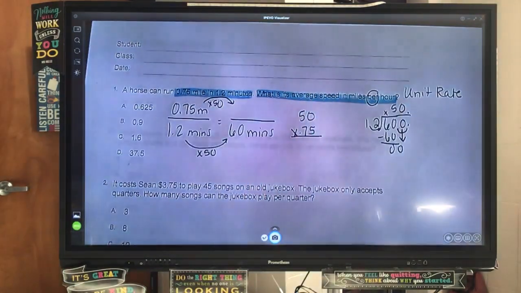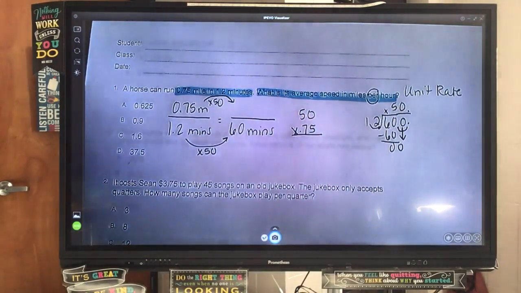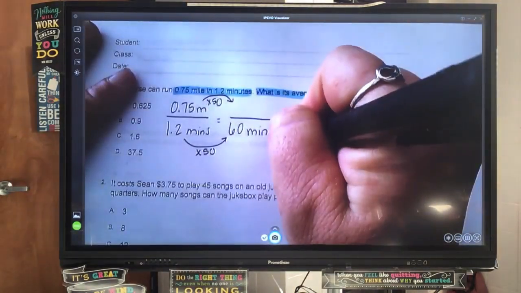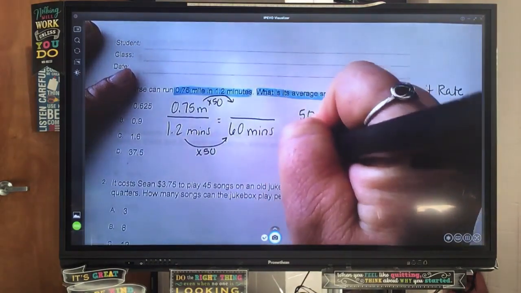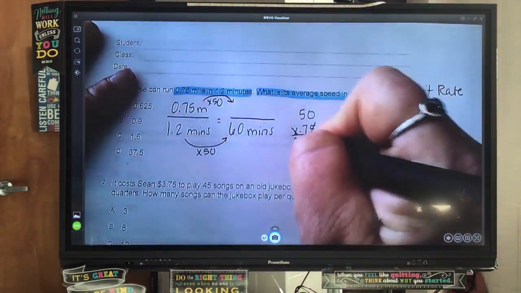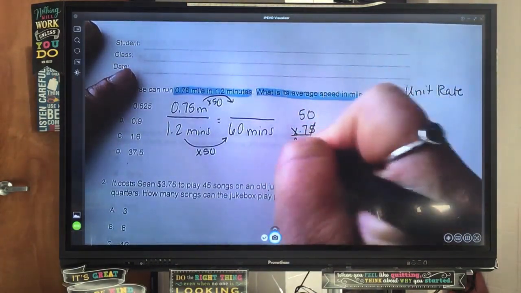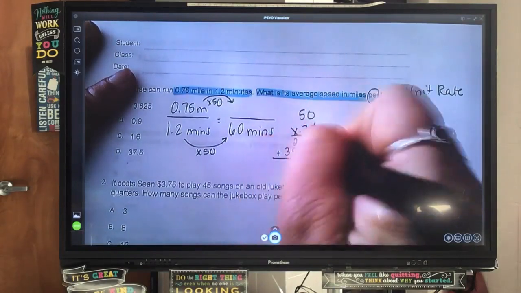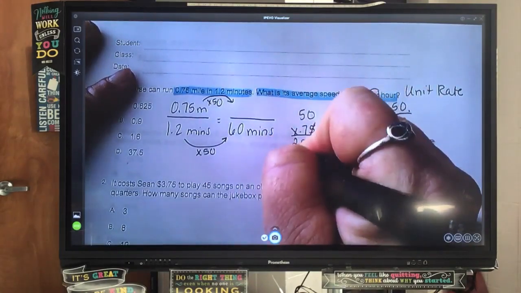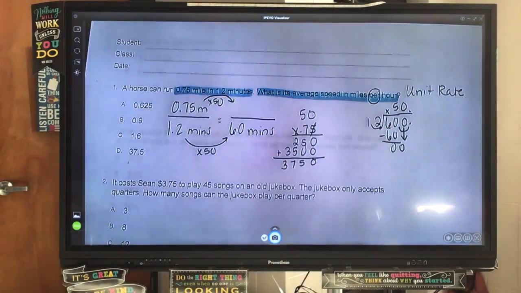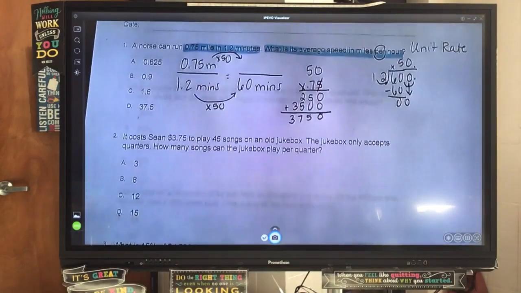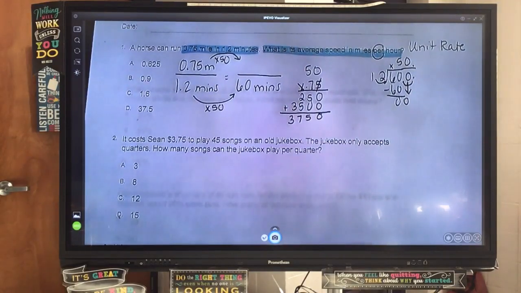Alright, so when I multiply 50 times 75/100ths, I get 0, 5, 2, put my 0 down, 7 times 0, 0, it's 5. Now, I don't see that answer anywhere, so what did I do wrong? Decimal. I forgot to put my decimals back in, right? How many decimals do I have in my problem?